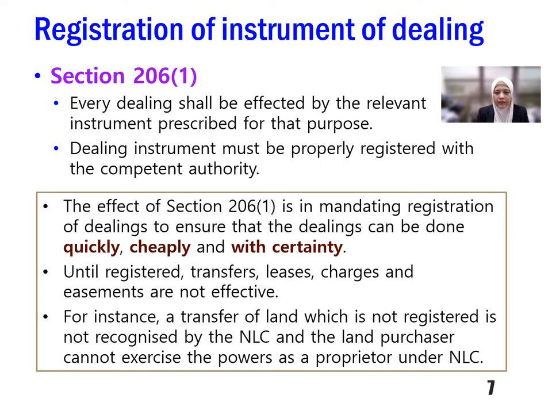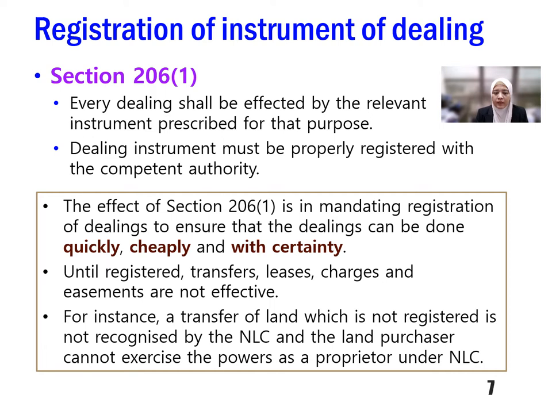Now, in order for any dealing to take effect, the dealing instrument needs to be registered. As we learned before, registration is everything under the National Land Code. So same here with dealings. The instrument of dealing refers to forms, the respective form for each type of dealing. Section 206 sub 1 states that every dealing shall be effected by the relevant instrument prescribed for that purpose.